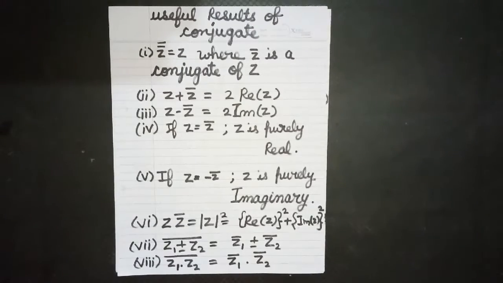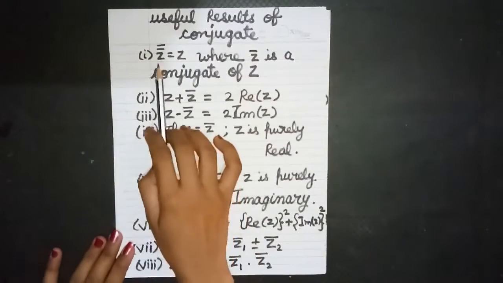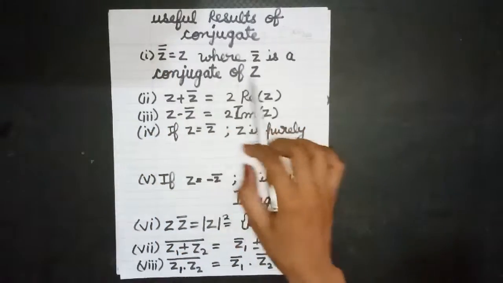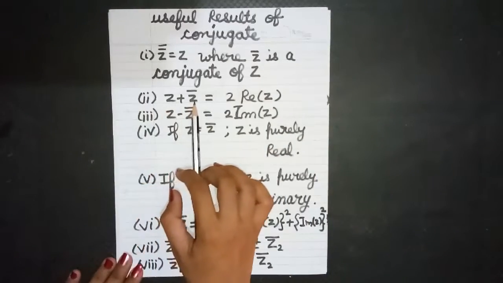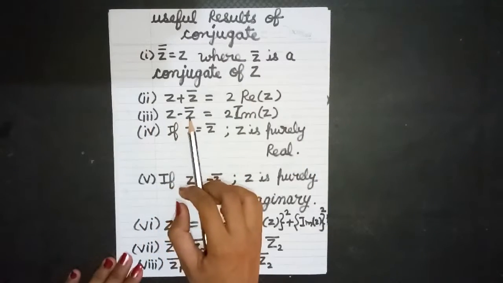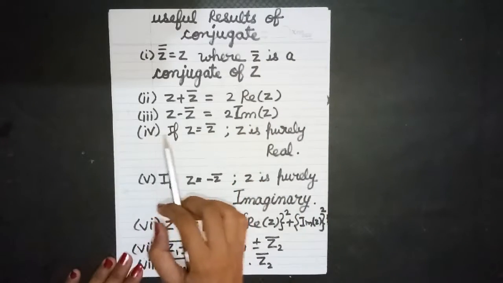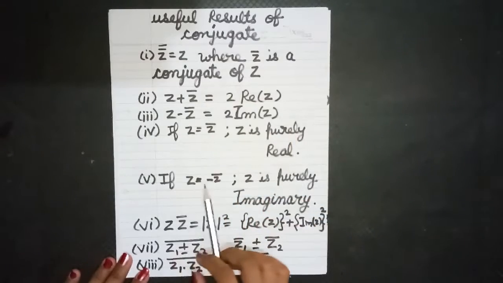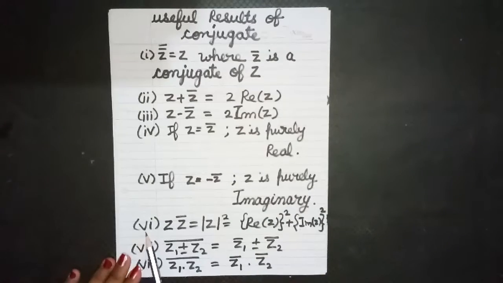Let's start from conjugate. So first result is double conjugate of z is equal to z. Second, z plus z conjugate is equal to 2 times real z. Third, z minus z conjugate is equal to 2 times imaginary z. Fourth, if z is equal to z conjugate, then z is purely real. Fifth, if z is equal to minus of z conjugate, then z is purely imaginary.